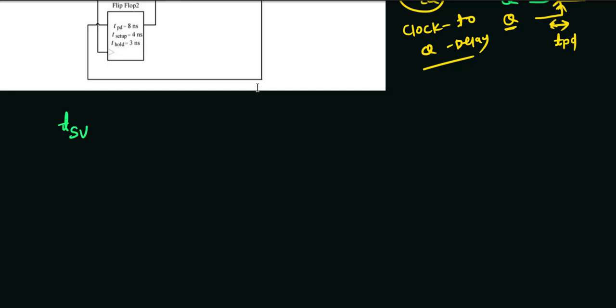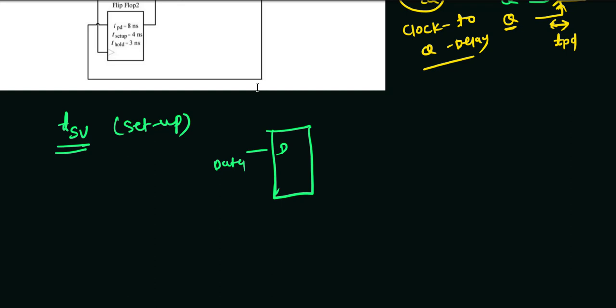Sometimes we also denote this as TSU, setup time. Now assume we have one D flip-flop. This is the data again, which is the input for the D flip-flop, and this is the clock. Assume this flip-flop is a positive edge triggered flip-flop, and this is the output Q.